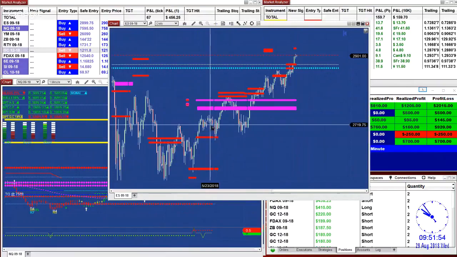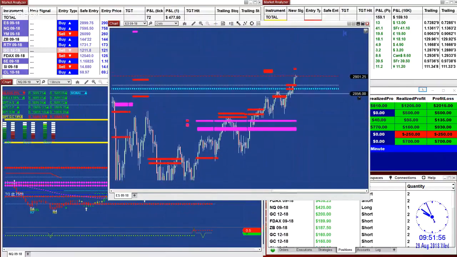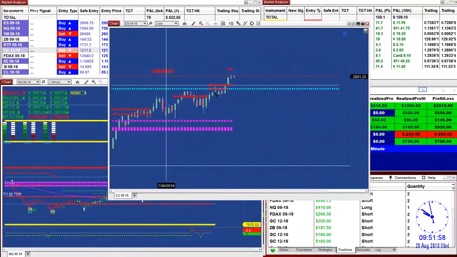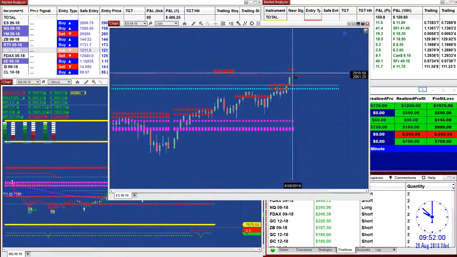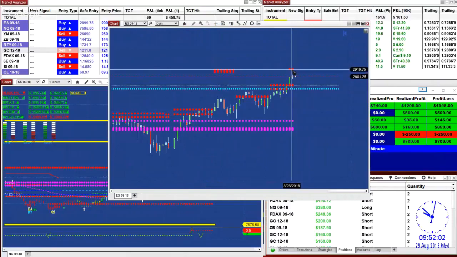Now, here is the $1 million question: are we able to break that line? And we're going to be testing the 2,975 ES. This is very serious business, folks.